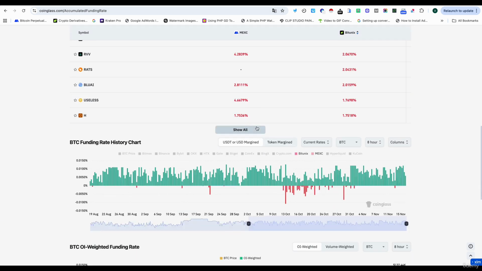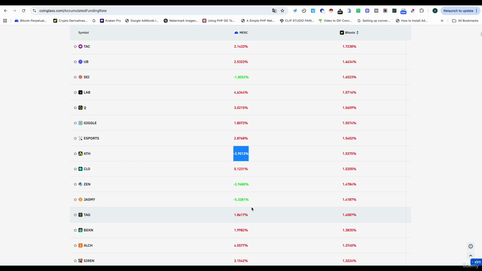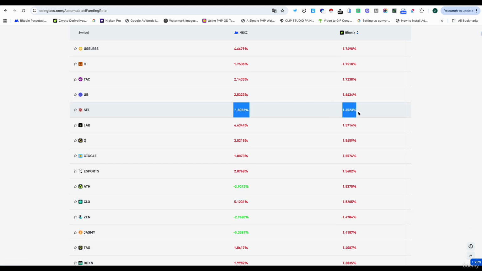Now scroll down the page and click Show All so we can see the complete list. Notice that the green numbers indicate negative accumulated funding. This makes it much easier for us to spot potential arbitrage opportunities. Here, we find a coin called SEI. The total net funding rate is around 3.5%, which is already quite good. And then we see another coin, ATH, showing a net funding rate of roughly 4.3%, which is even better. So now we have two candidates, SEI and ATH. Which one should we choose?